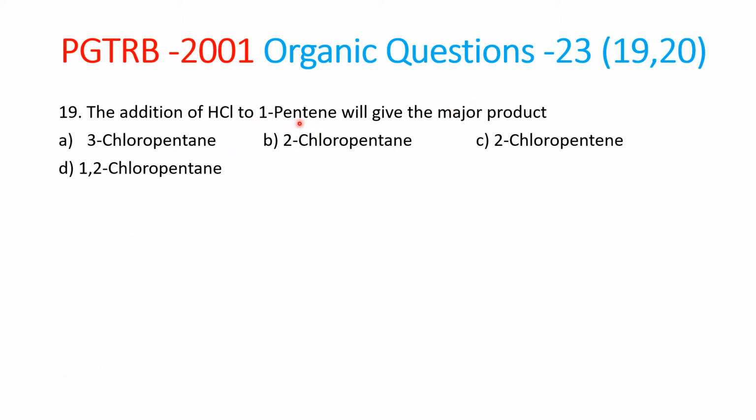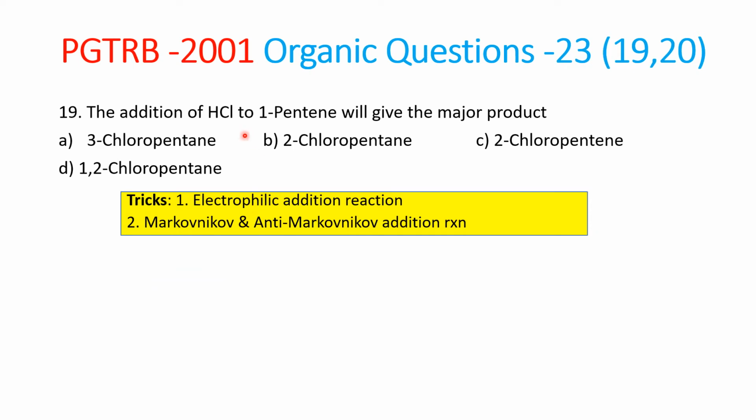See, in pentene a double bond is there, so HCl is going to add. This is an electrophilic addition reaction. In that, two things are there: one we can go by Markovnikov rule, another one is anti-Markovnikov rule. The Markovnikov rule means we have to add H to the carbon that has more hydrogens, and add the Cl to the carbon with the least number of hydrogens. That is the Markovnikov rule, and the reverse is anti-Markovnikov rule.